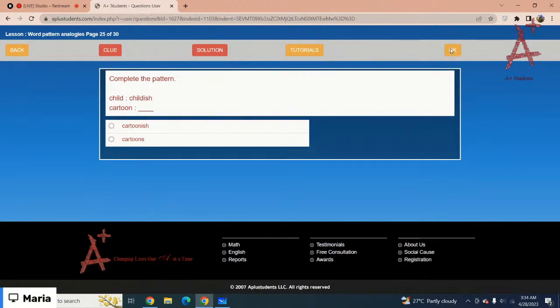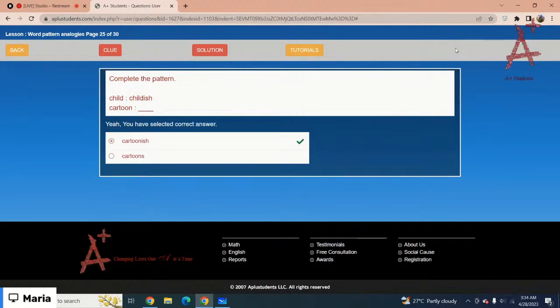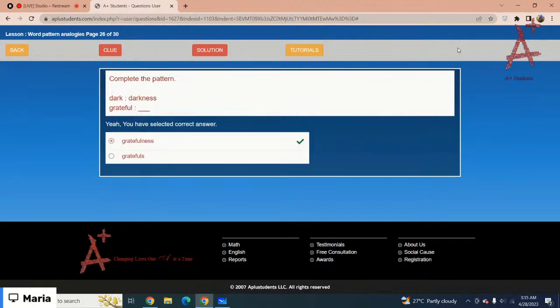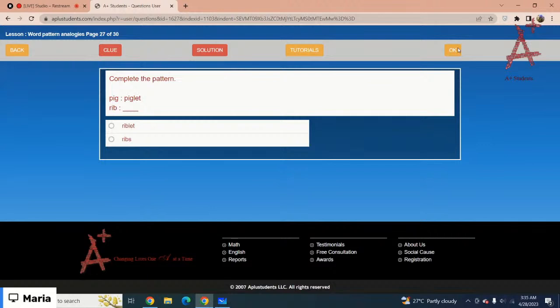Child, childish, cartoon. Yes, that is cartoonish. Option number one is the correct option. Dark, darkness. Grateful. Yes, gratefulness. Pig, piglet. And rib, riblet. That would be option number one.